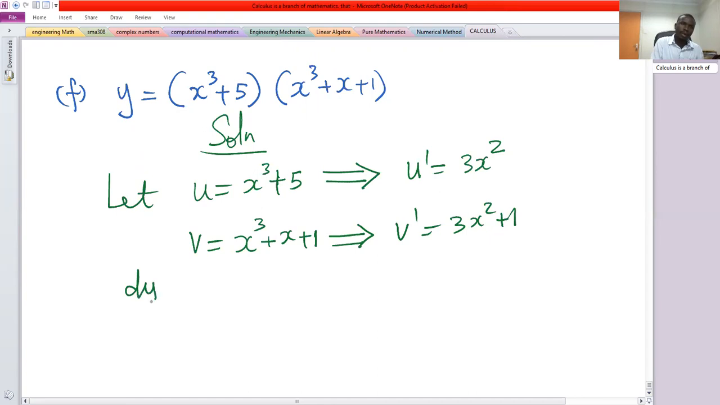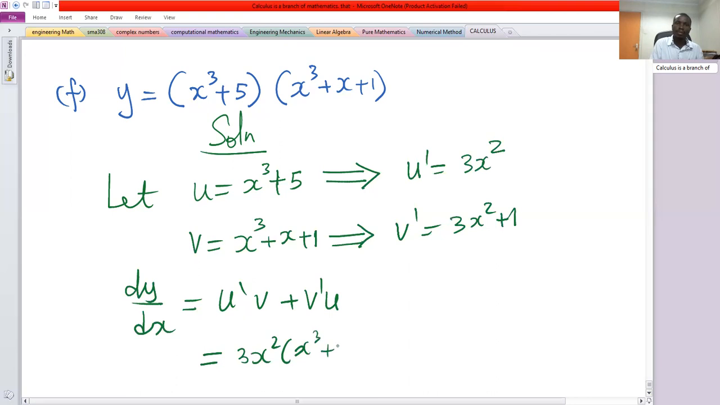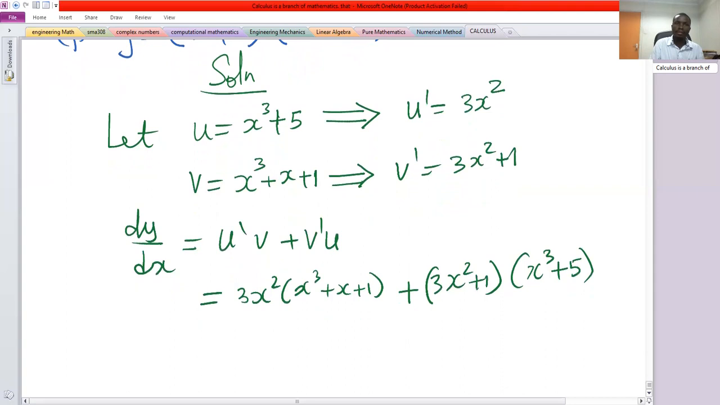So dy/dx by definition is u prime v plus v prime u, which will be u prime is 3x squared, v is x cubed plus x plus 1, plus v prime is 3x squared plus 1 times u, which is x cubed plus 5. And then we open the brackets.